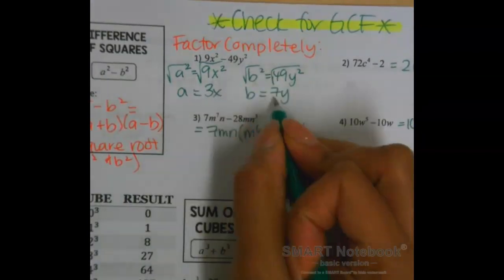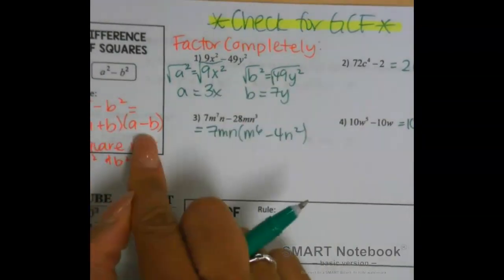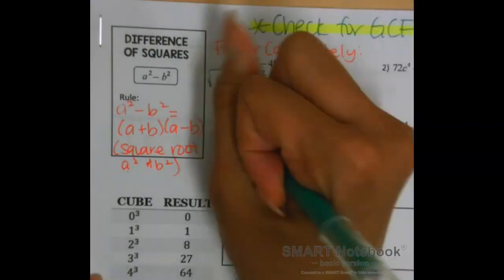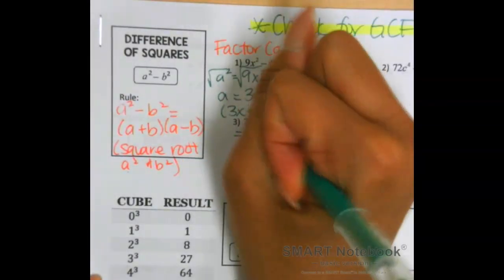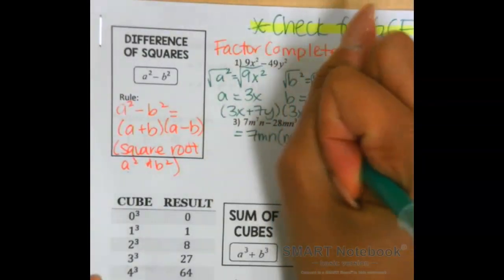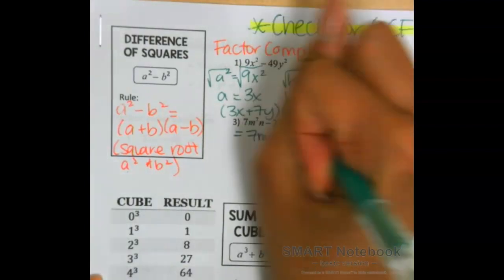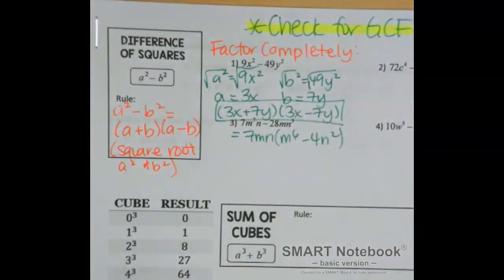I have the a, I have the b, and I have the form that I want you to write it in, which is right next to it. So we're going to write this as 3x plus 7y and 3x minus 7y. This should be my answer.